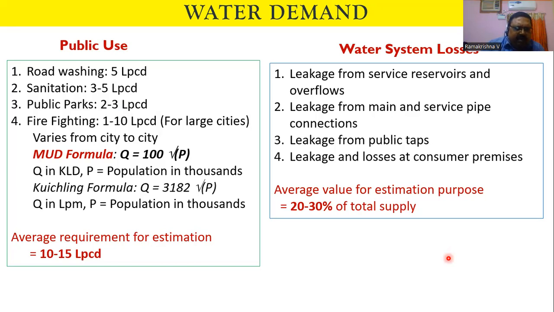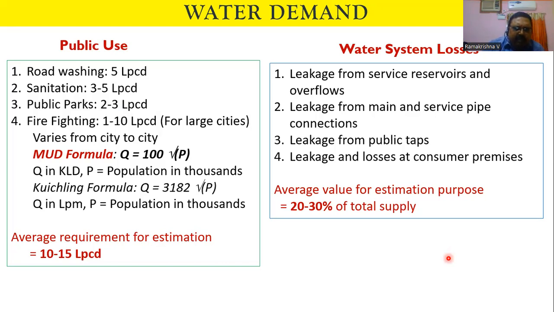The Ministry of Urban Development has given a formula Q is equal to 100 root P, where Q is in KLD and P is the population in thousands. And the Kuchling formula, Q is equal to 3182 root P. So, for example, if you are using the Ministry of Urban Development formula for a population of 1 lakh, it is 100,000. So, P is equal to 100, because P is represented in thousands. So accordingly, you have to substitute and then calculate the value of Q.